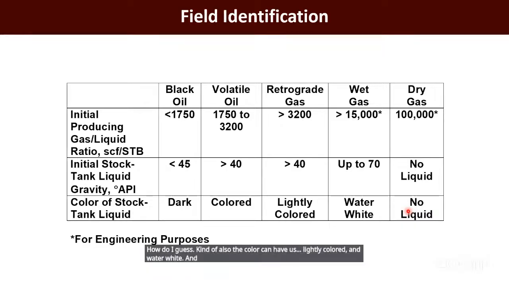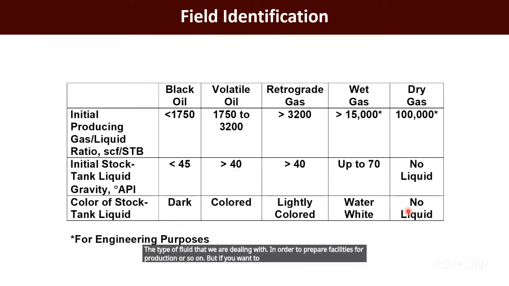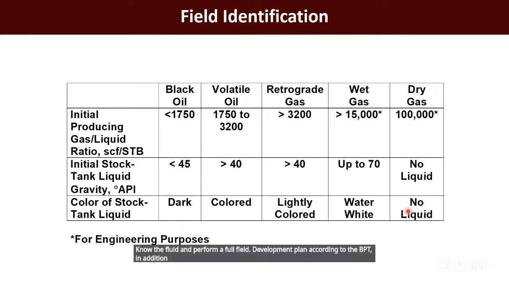And this is, of course, related to the API itself. This classification is just for engineering purposes, to understand quickly what type of fluid we are dealing with in order to prepare facilities for production and so on. But if you want to identify clearly the type of the reservoir fluid, we need to take a PVT sample and send it for analysis in order to know the fluid and perform a full field development plan according to the PVT, in addition to the other geological and reservoir engineering aspects.